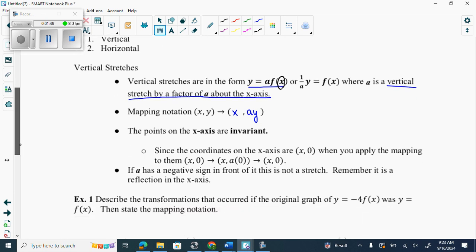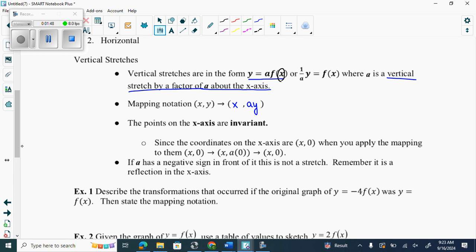So here, the points on the x-axis are invariant. If you only have a vertical stretch happening, the points on the x-axis are invariant. Because the coordinates on the x-axis are (x, 0), when you apply the mapping to them, (x, 0) becomes (x, a times 0). It'll still say (x, 0), because we're just multiplying, right? When you multiply anything by 0, you still get 0 back.